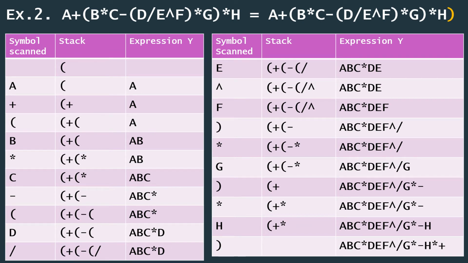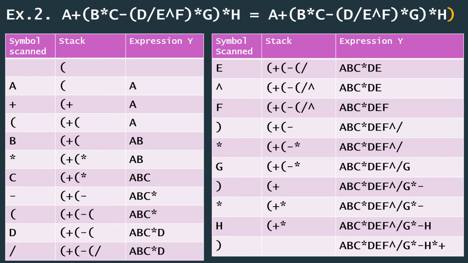Now we will understand this example too: A + (B * C - D / E ^ F) * G) * H. So this is your expression. When you are converting it into postfix, the first thing is you have to add a right parenthesis at the end of the expression and one left parenthesis in the stack. So that is done.